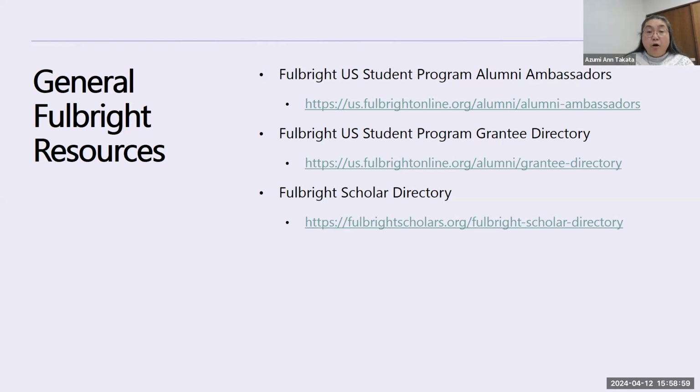Another resource, also on the U.S. Fulbright U.S. Student Program website, is the wider grantee directory. This is the list of all of the Fulbright U.S. Student Program fellowship recipients going back to the late 1940s, the origin of the program. You can at least get their name, which country they went to, and what kind of award they had, whether they had an English teaching assistantship or an open study research award.